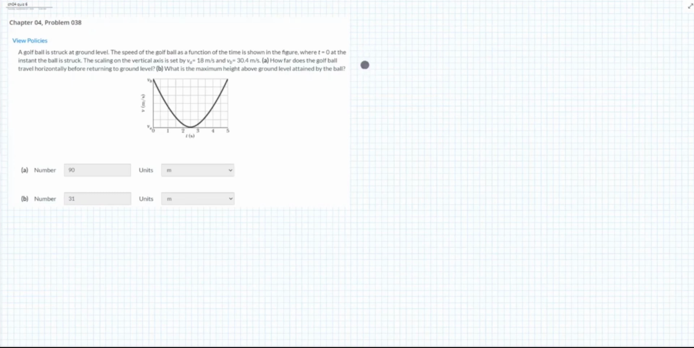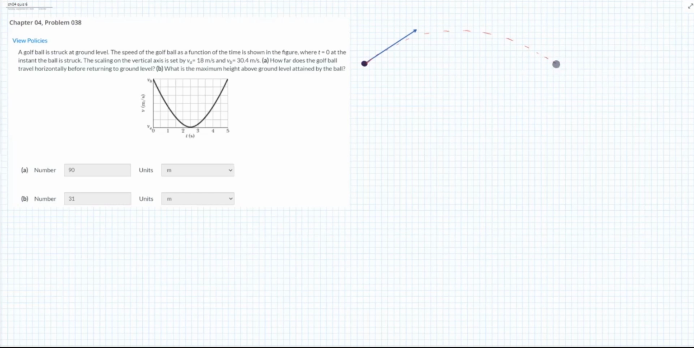This is my golf ball sitting right here. Let me make sure I'm showing. My golf ball is given some initial angle, some initial launch velocity. This golf ball flies through the air like this and comes back to the ground. So this is another range situation.